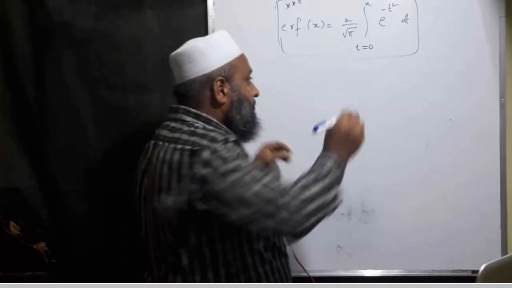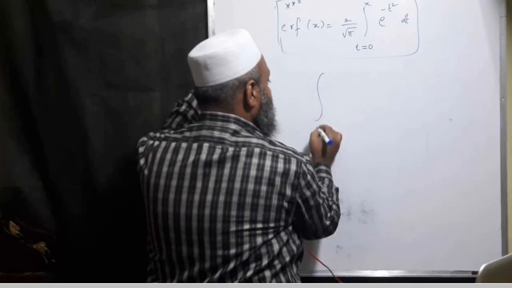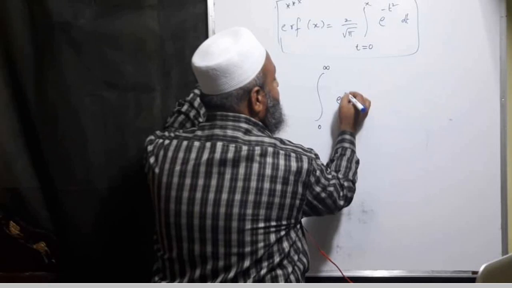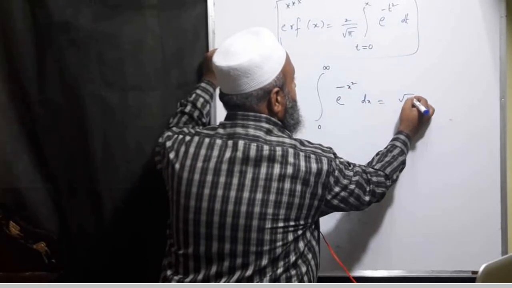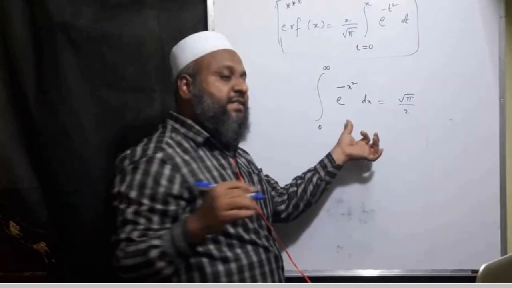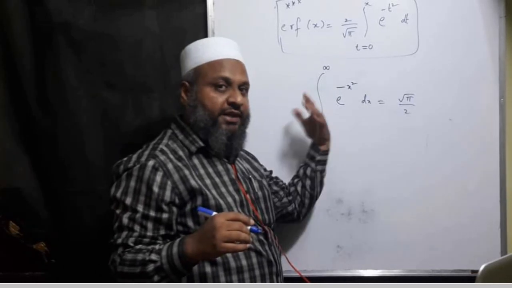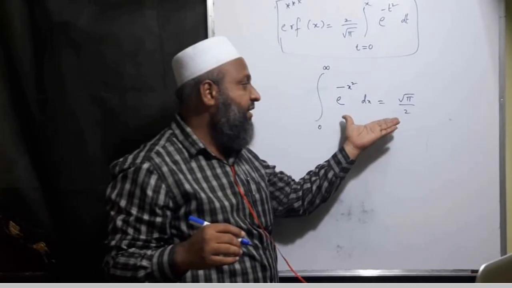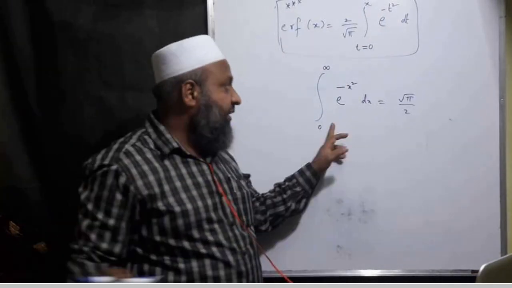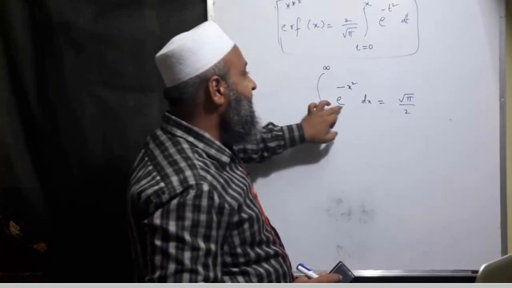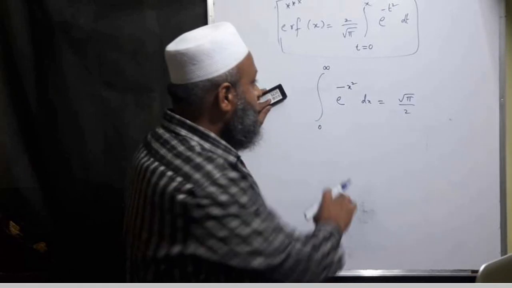Now you know that integral 0 to infinity e to the power of minus x square dx is root pi by 2. This can be derived easily using the gamma function. We already discussed it in the video lecture on gamma functions. So keep in mind that integral 0 to infinity e power minus x square dx is root pi by 2.